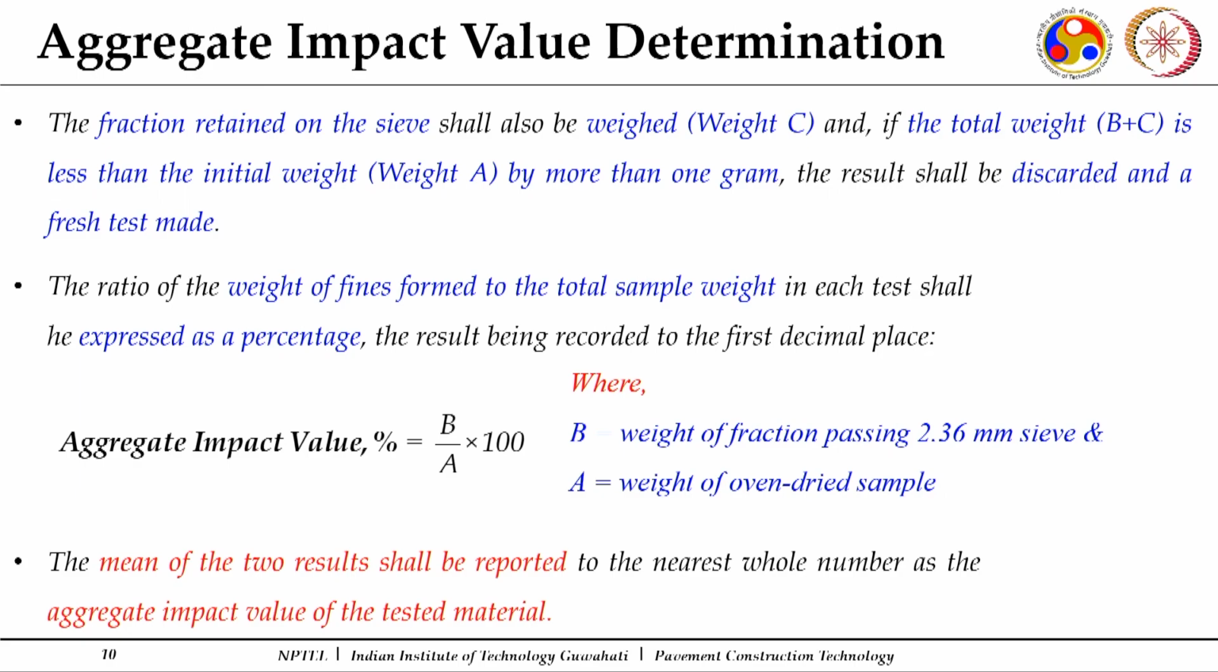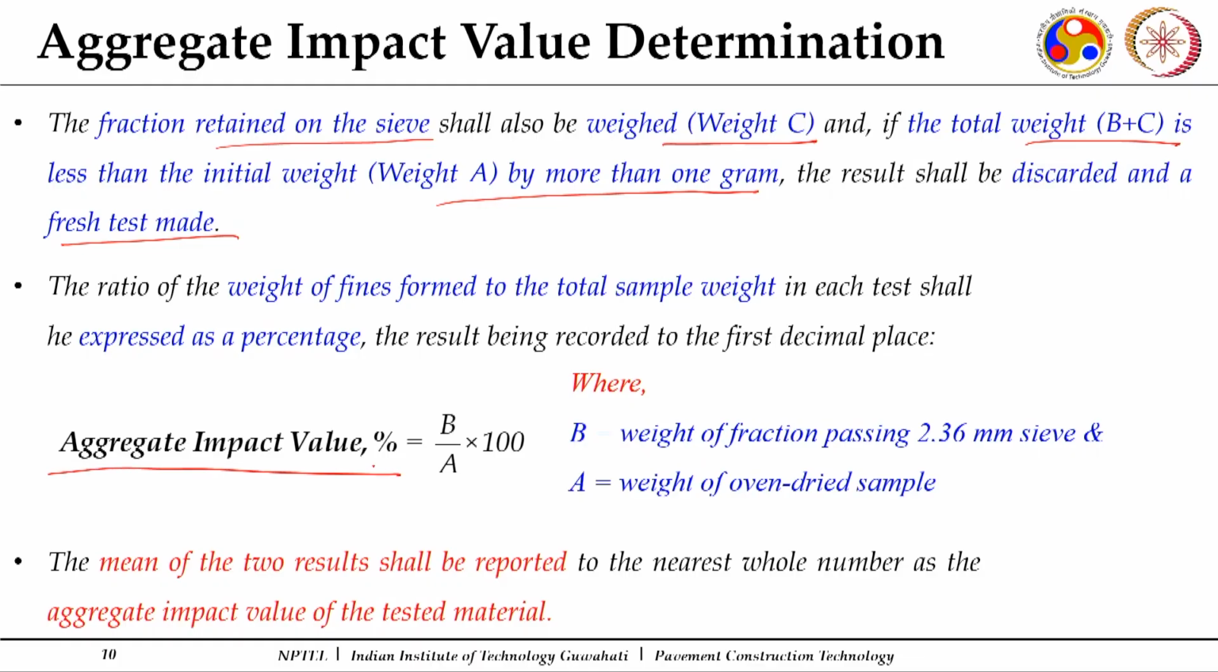Now, we have the material which is retained over the 2.36 mm sieve. It is wet washed and dried. The fraction retained on the sieve can be called weight C. If the total of the weight which has passed through the sieve and the one which is retained differs by more than 1 gram from the initial weight taken, that means some loss of material has happened, so we will discard this test. The sum of the material retained on the sieve and below it should not differ by more than 1 gram from the initial weight.